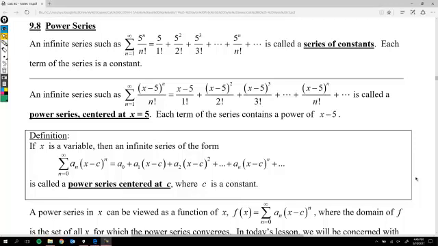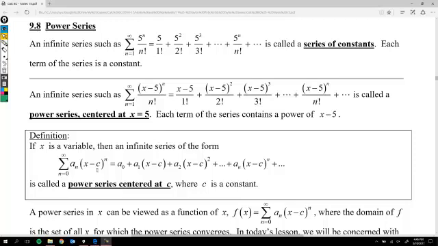Hi everyone, we're talking about power series today. And a power series is a series of this form. We're going to have maybe a constant or something going on here. We're going to have our variable minus some constant to the n power. And so this constant right here is going to be where our series is centered about.